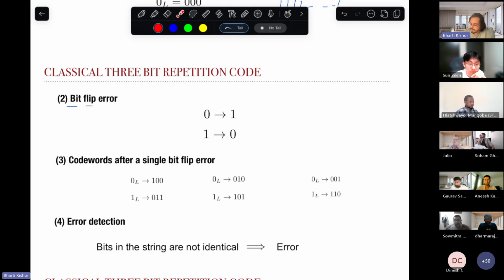Yeah, so there was some noise in the background. So let's say there was 0 and that can flip to 1, and you have 1 that can flip to 0. So this was a bit flip error.